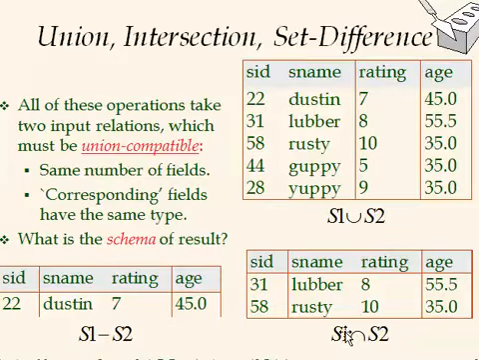And this is the example of the set difference and the intersection. S1 intersected with S2 means sailors that are in S1 and in S2. And then S1 minus S2 will be sailors that are in S1 but are not in S2. And then you can go back and check that information there.